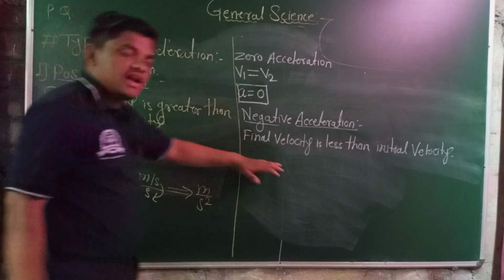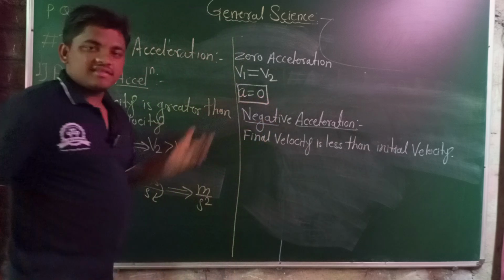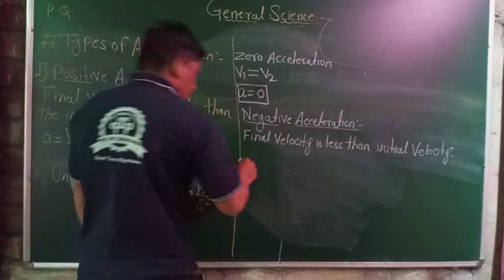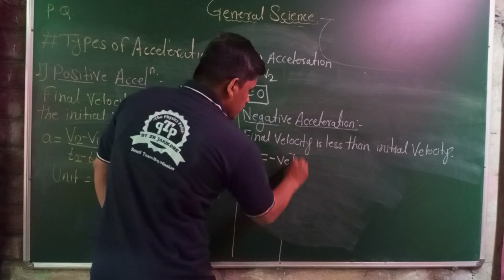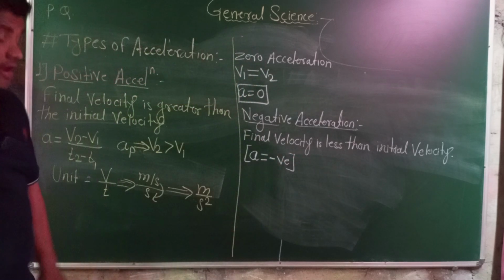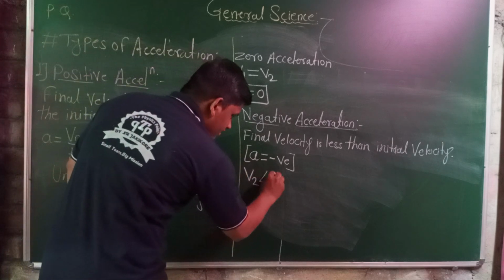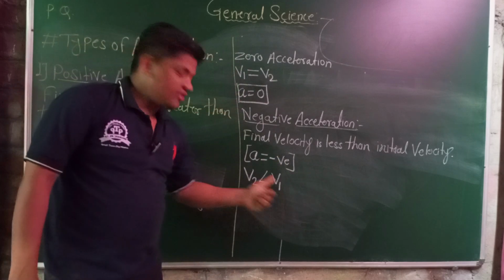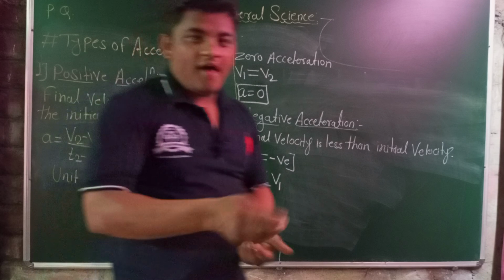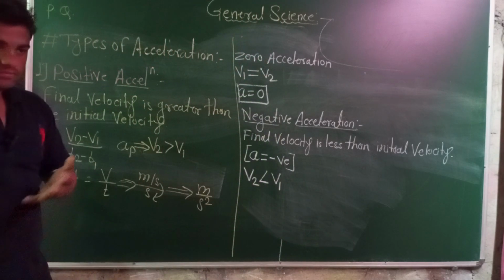Then for these conditions, negative acceleration is formed. This acceleration is the negative acceleration. It means A is a negative value. A will be a negative value when v2 is less than v1. v1 is the initial velocity, v2 is the final velocity of that particular object.